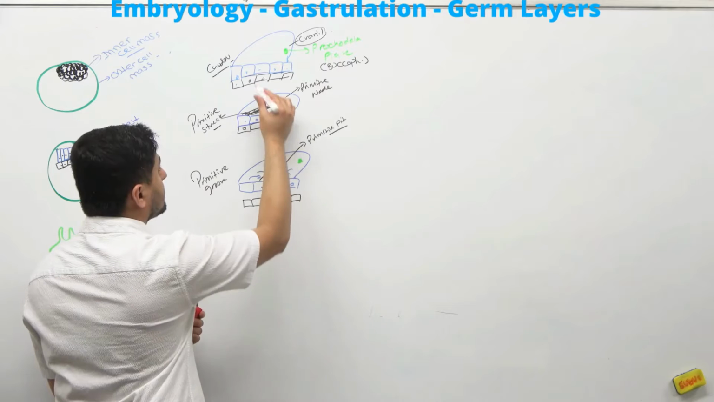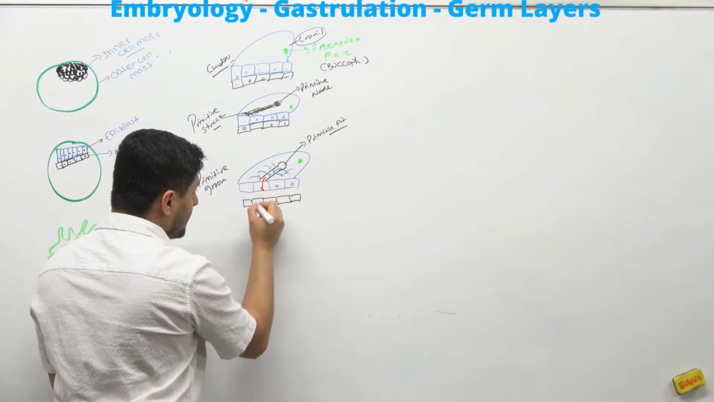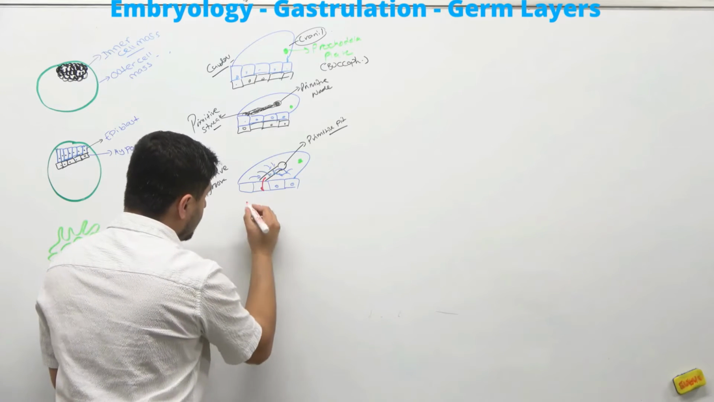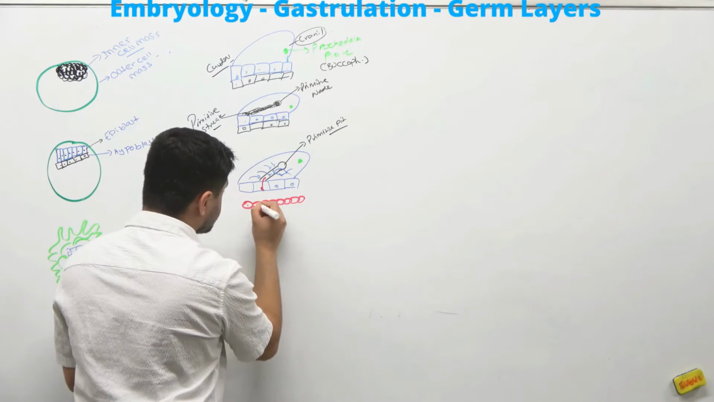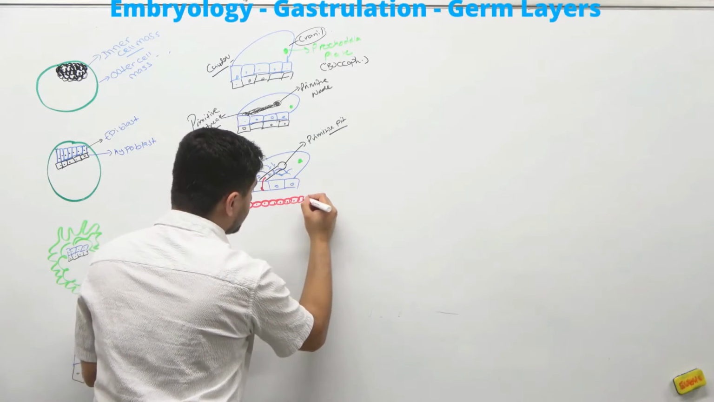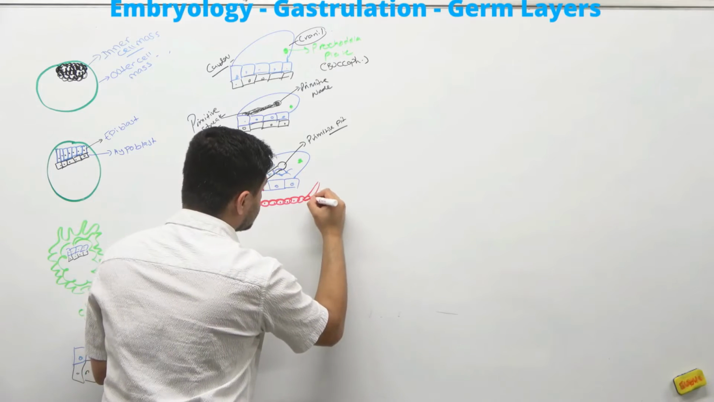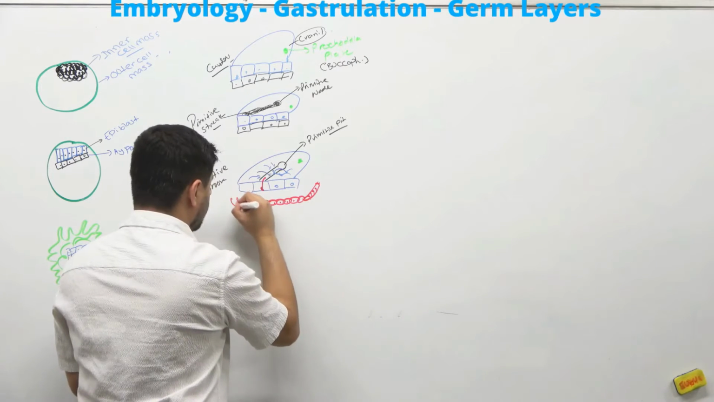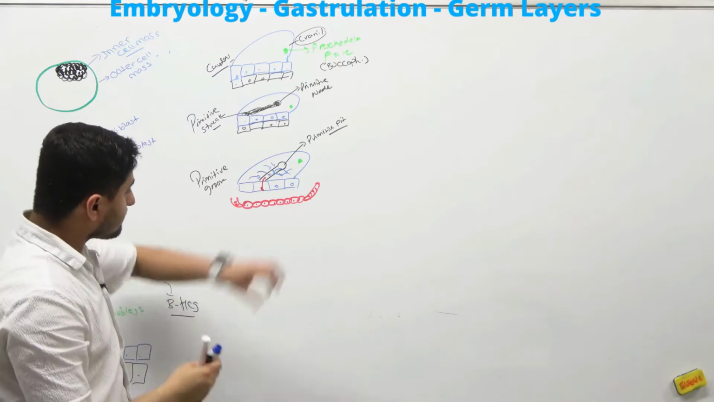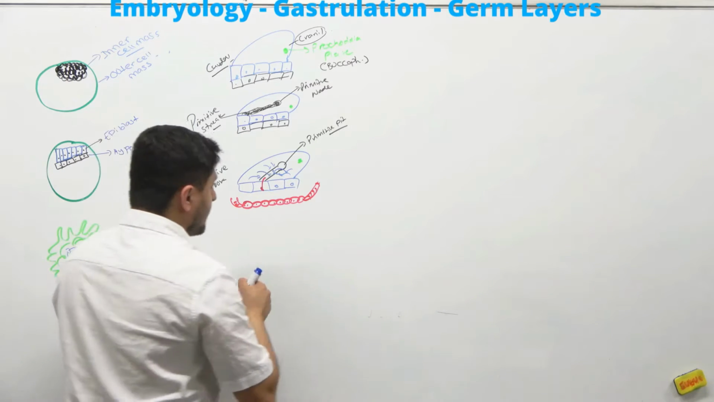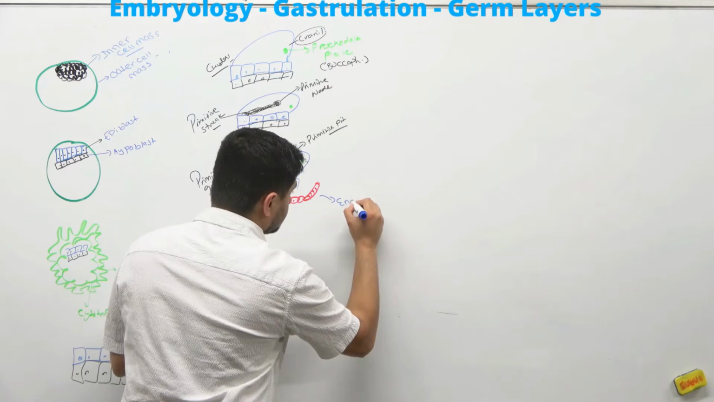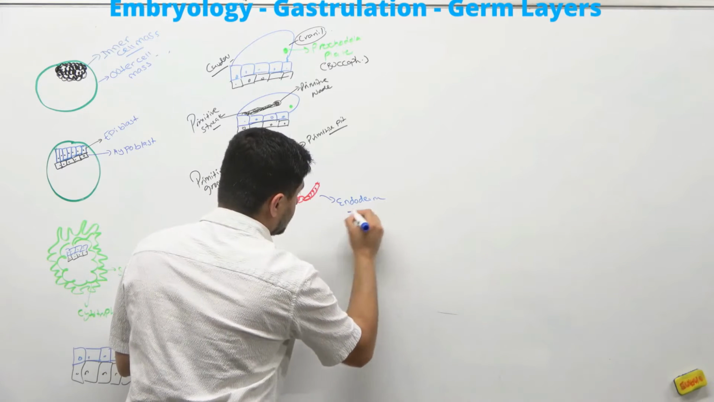Earlier this was the hypoblast cells, right? As it's coming out, they started making a new layer of cells, another layer of cells like this. And this another layer of cells they make, we call them endoderm. This is called endoderm. That's what they do.